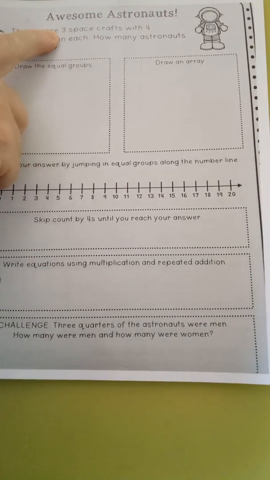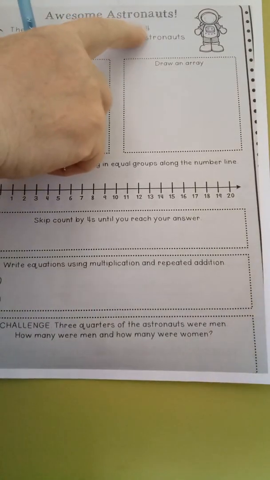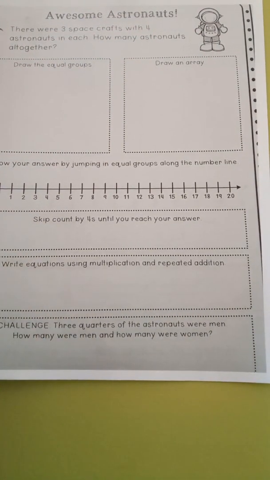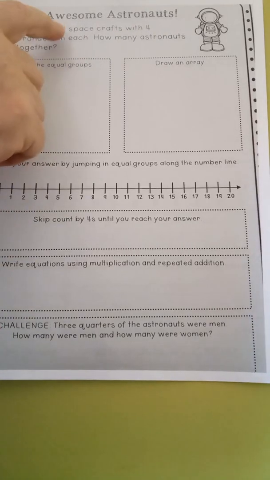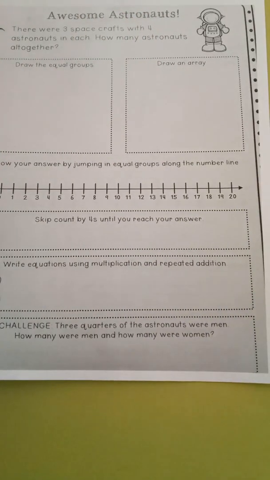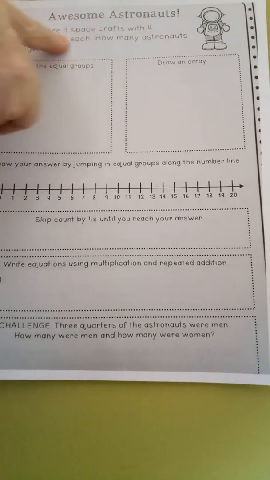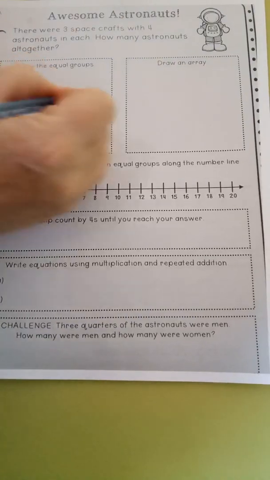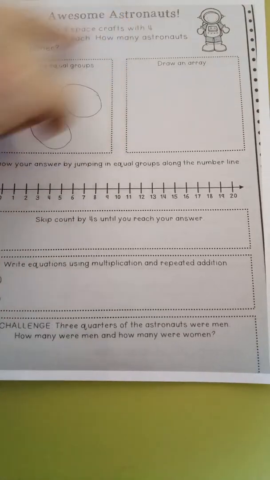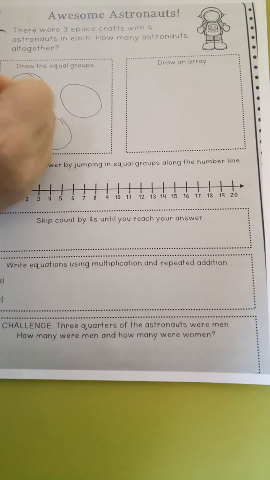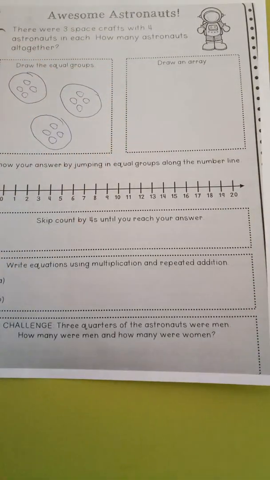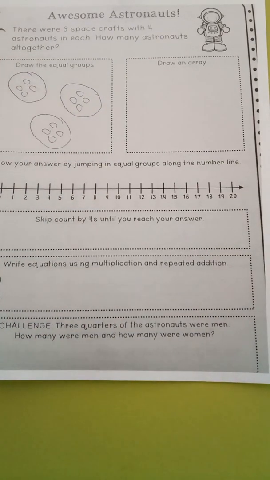But we have 3 spacecrafts with 4 astronauts in each spacecraft. So that's what's telling you that you are going to multiply instead of add, because you have 3 groups of 4 things. It's not just 3 things plus 4 things, okay? So if we draw the equal groups, we have 3 spaceships, okay, 1, 2, 3, and in each spacecraft we have 4 astronauts. So 1, 2, 3, 4, 1, 2, 3, 4, 1, 2, 3, 4. Okay, so that shows you that it's multiplication.